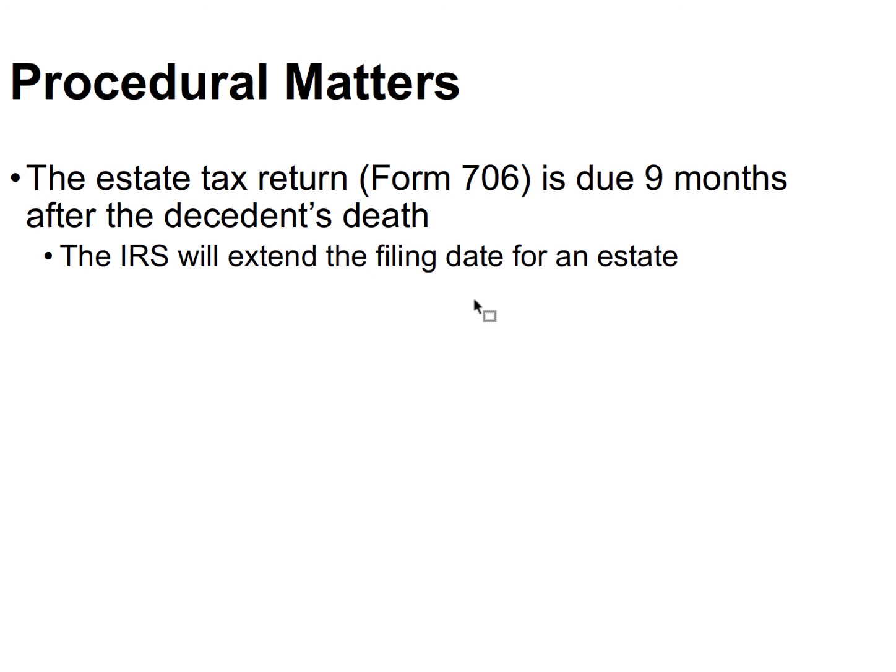All right, so this is just a basic discussion of wealth transfer taxes. There's a lot more. You can have multiple classes on wealth transfer tax systems. So it's important to understand this is just basic.